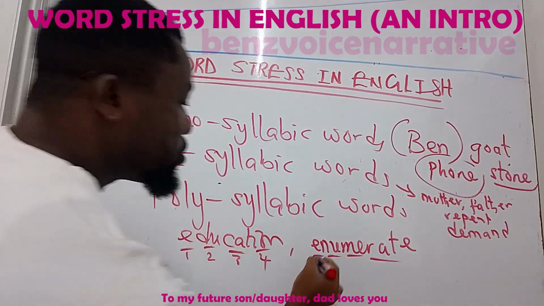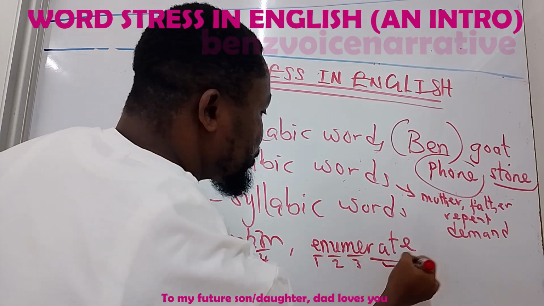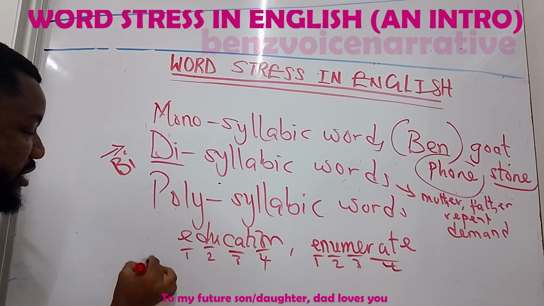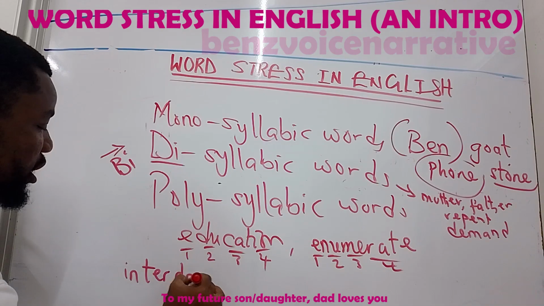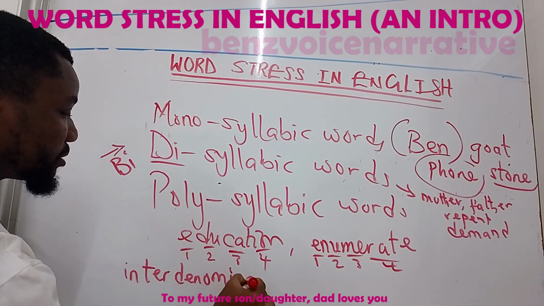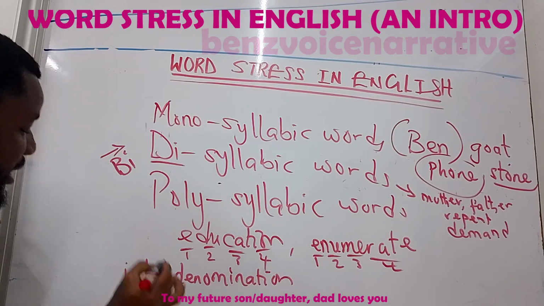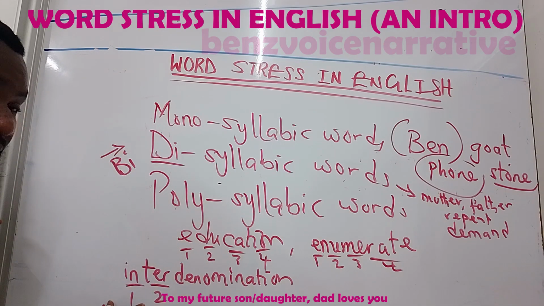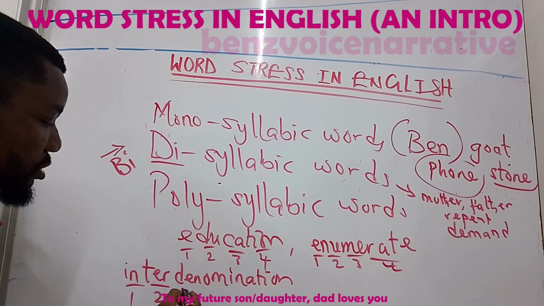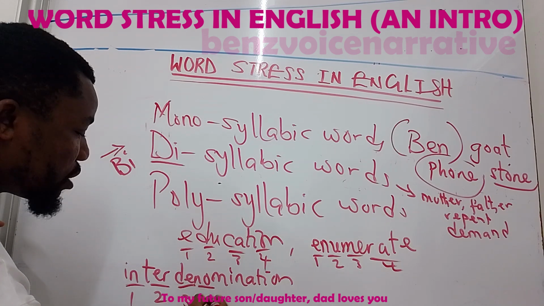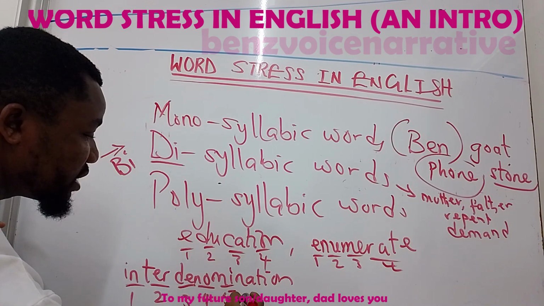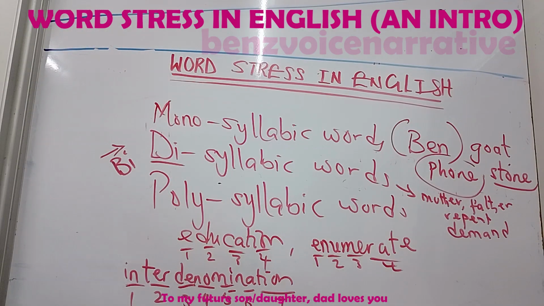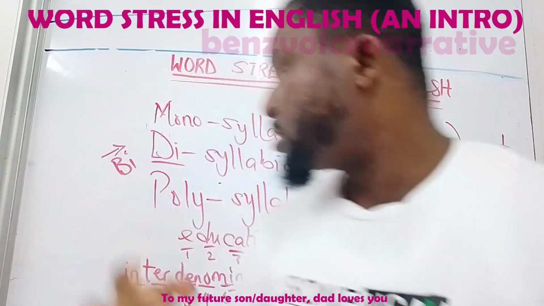Enumerate. So 1, 2, 3, 4. So we have 4 syllables there. Now, if you look at the word interdenomination, in is 1, ter is 2. Let's count together. We have 1, in, ter, 2, d, 3, no, 4, me, 5, nay, 6, shun, 7. So the word interdenomination has 7 syllables.